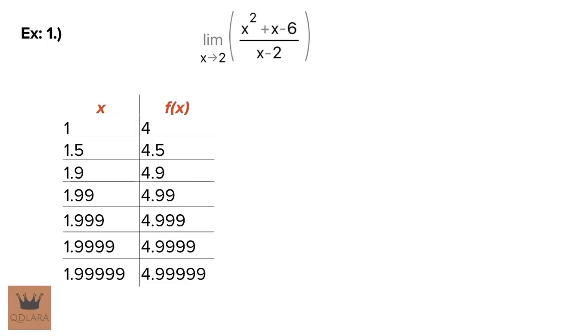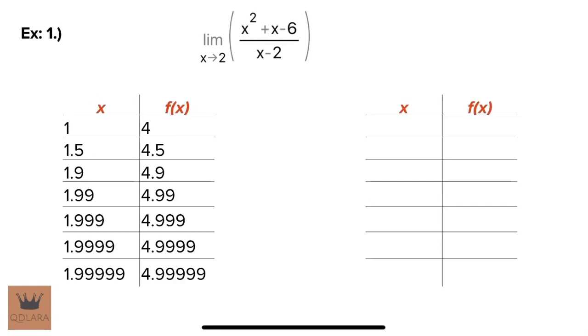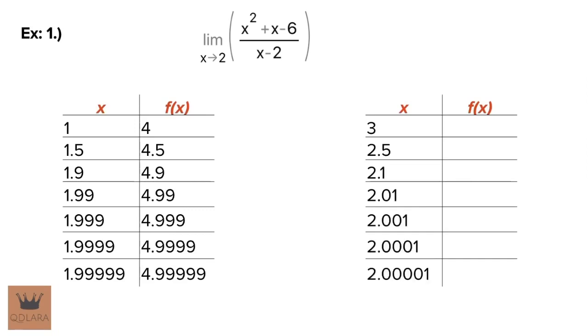On the other hand, we also evaluate f using values to the right of 2. So, kuha tayo ng numbers na malapit sa 2 na mas mataas sa 2. So, from the right, we can have 3, 2.5, 2.1, 2.01, and so on. Then again, substitute 3 and evaluate. We will obtain 6 when x is 3. So, do the same with the rest.